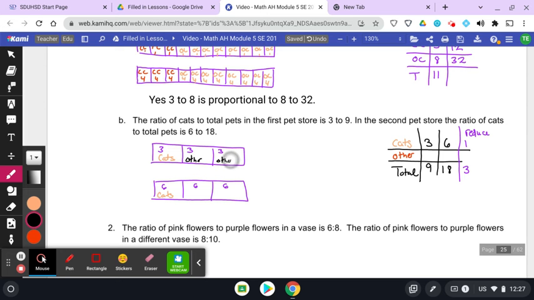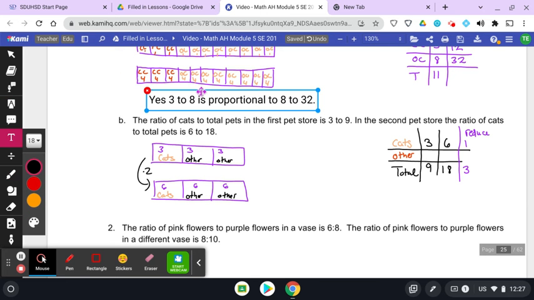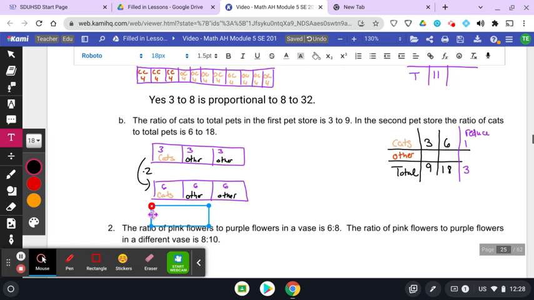And I see that I can build the bar model the same type of way, and that the scale factor between these two is times by 2. So yes, I know they're proportional. 3 to 9 is proportional to 6 to 18 because I can break it up into the same structure on the bar model.